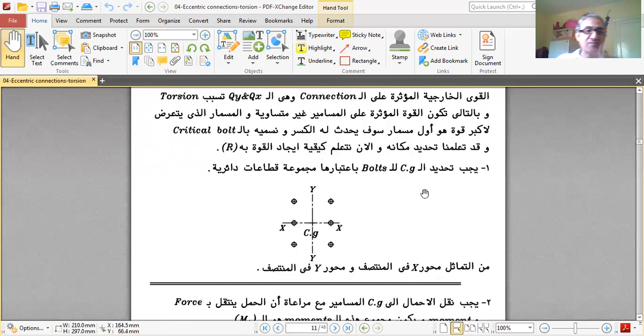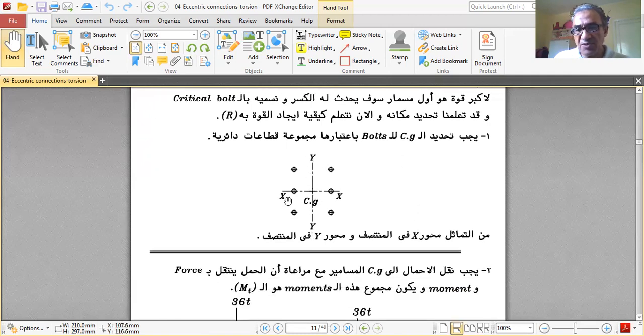Okay. To determine the CG for the bolts, we consider them as circles, the circle of the area of the bolt, whether it is the threaded area or the unthreaded area. So, 6 round circles, x and y of the group of the circles, and the CG is the intersection of x and y of the group of the circles. The intersection of the axes of symmetry, x and y, will give you the CG of the bolt group.